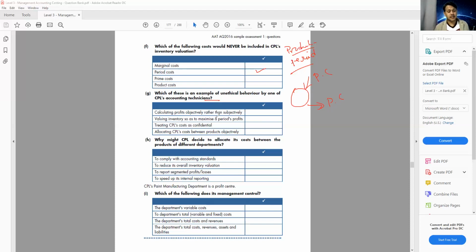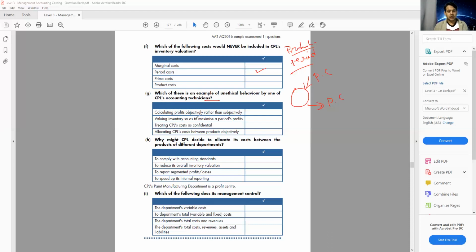As an accountant, as a person, as a profession, you need to make sure your ethical principle is really strong. So which of these is an example of unethical behavior?